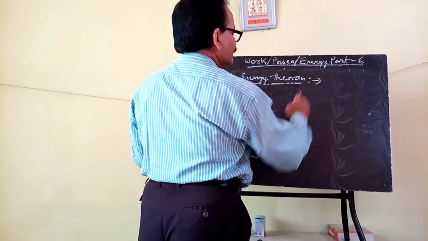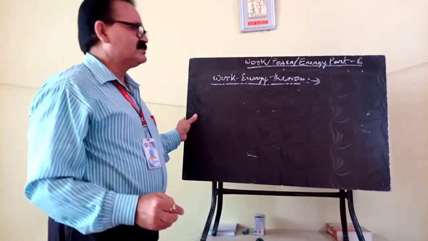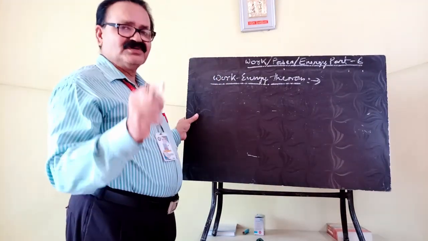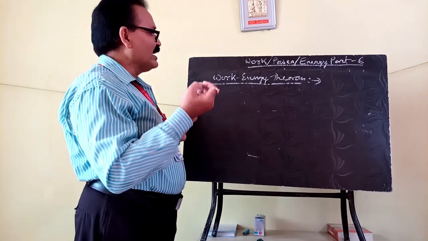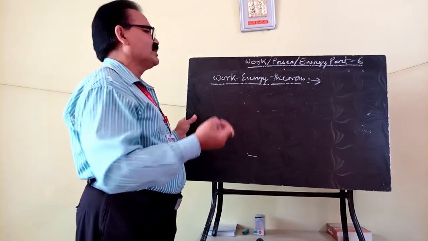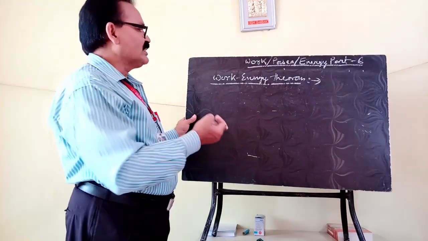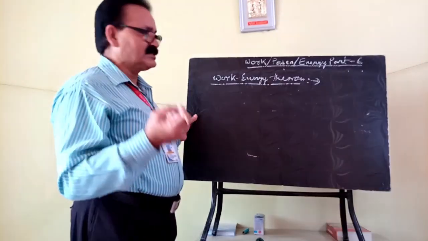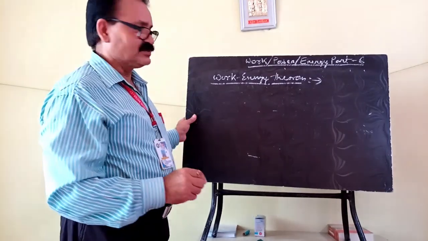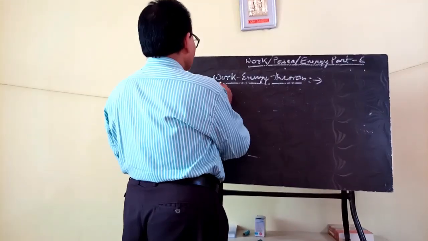In this theorem, you will see that there is a relation between work done by a force on a moving body and the energy acquired. Energy means kinetic energy acquired by the moving body. This work energy theorem establishes a relation between work done on a moving body by the force. Okay, clear?